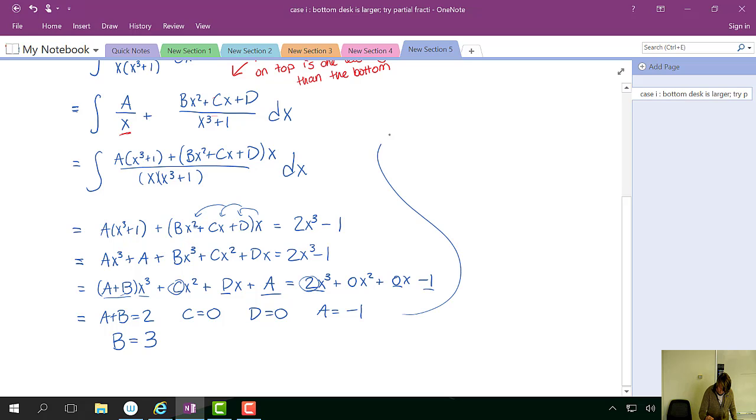And so finally, just plugging back in, we have a over x, so -1 over x, plus bx squared, 3x squared, plus 0 plus 0, over x cubed plus 1 dx. I'll leave this one for you guys to solve, but now it's in a much simpler form.